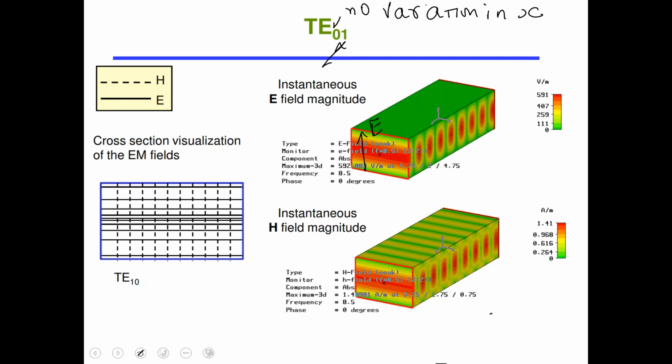So this is the EY field, and what I have here is an HX field. Sorry, yeah, so the field is pointing upwards like that. Thus, the field has to be 0 in the top and the bottom. So it's an EY field and an HX field. But the field has basically tilted on the two sides.